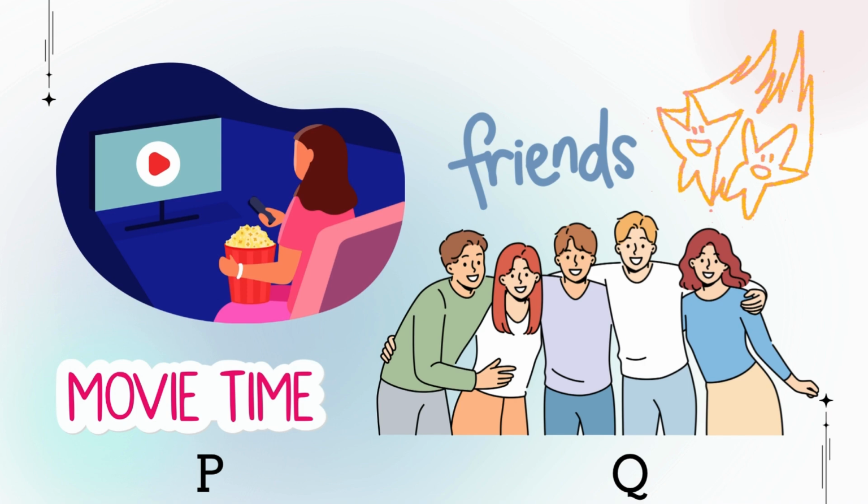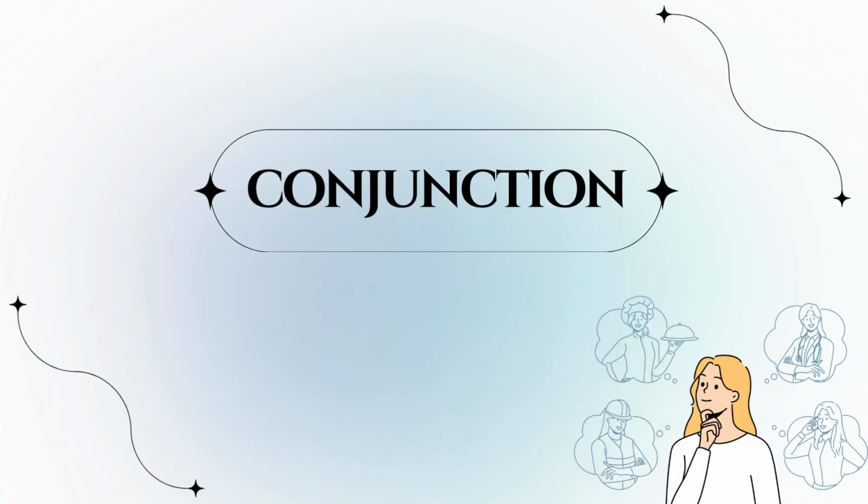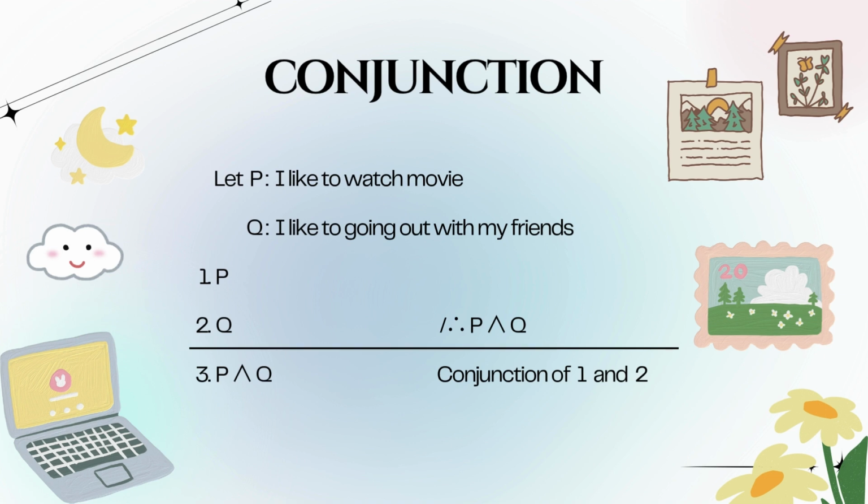Next, I like watching movies and I also like going out with my friends. Since both are true, I can combine them into one statement: I like watching movies and going out with my friends. This is conjunction, which is P and Q. P is I like to watch movies, Q is I like going out with my friends. First P, I like watching movies, and second Q, I like going out with friends. Third is I like both, so it's P and Q.